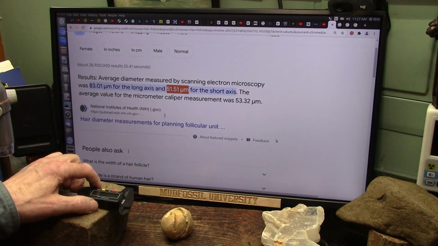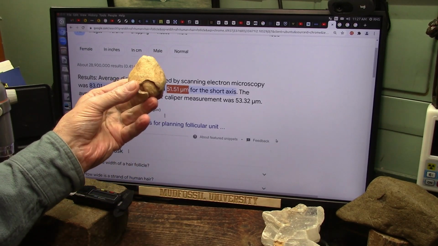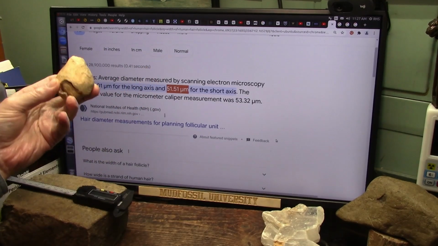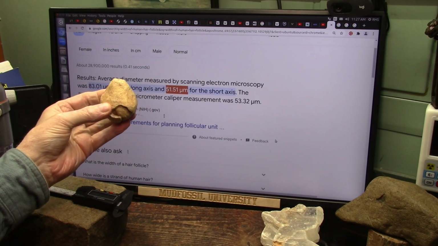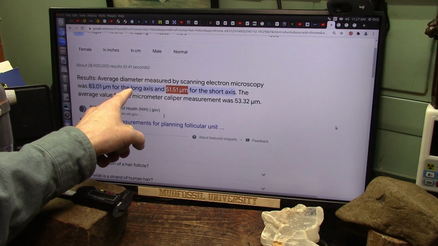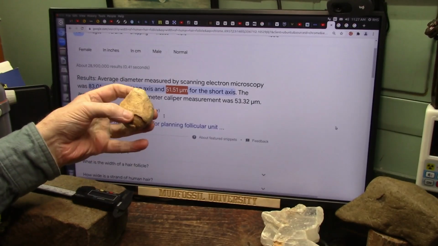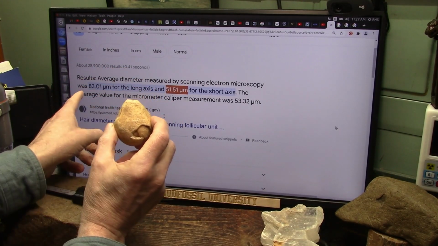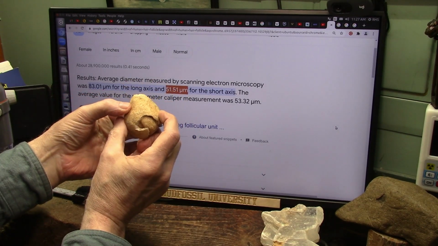Well, some were very, very big. I have some that are sort of medium size. This is a hair follicle. Now, it's 2 inches wide. All right, 2 inches wide. An average diameter of a hair follicle is 51 thousandths of a meter. All right, so it's 83 this way and 51 this way.